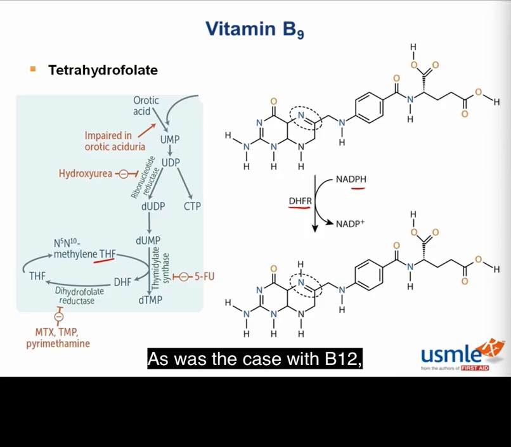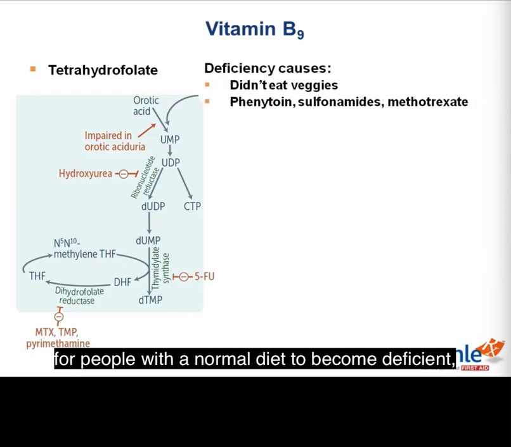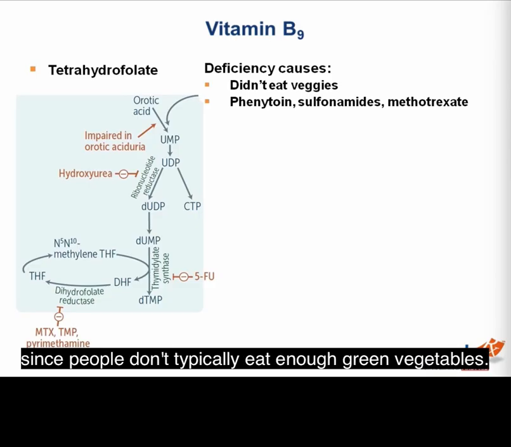As was the case with B12, folate is also stored in the liver. This makes it more difficult for people with a normal diet to become deficient, but in fact this is the most common vitamin deficiency in the United States, since people don't typically eat enough green vegetables.